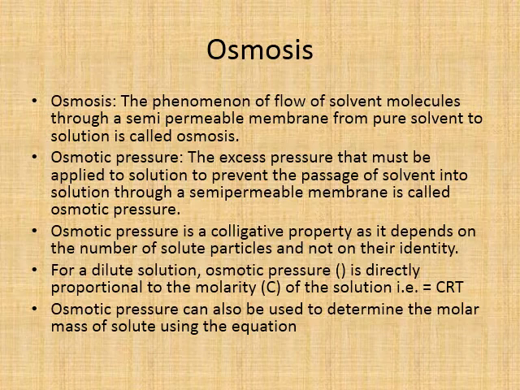Now, osmotic pressure. The excess pressure that must be applied to the solution to prevent the passage of solvent into the solution through an SPM or semi-permeable membrane is called osmotic pressure. It is denoted by the symbol pi, which is used in maths. Osmotic pressure is a colligative property as it depends on the number of solute particles and not on their identity or nature.